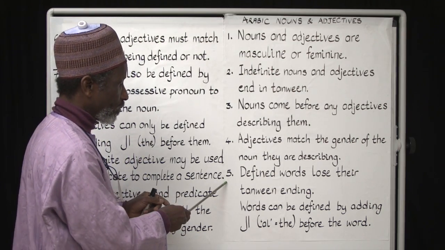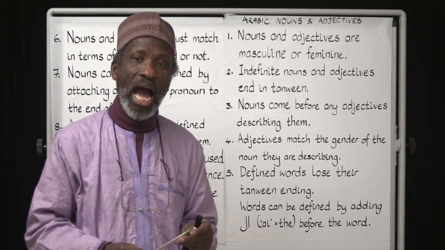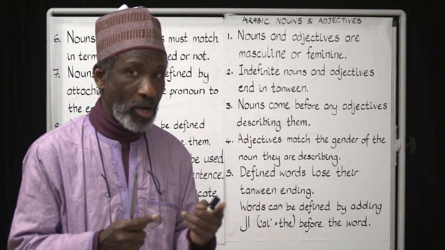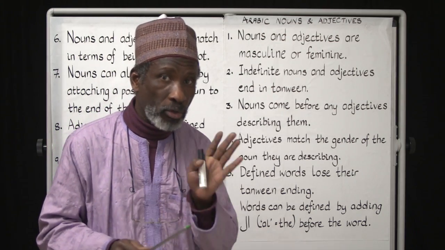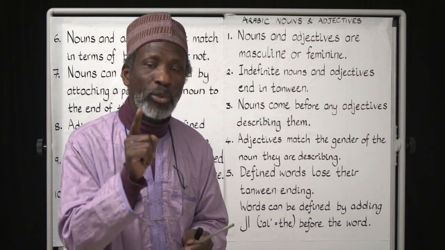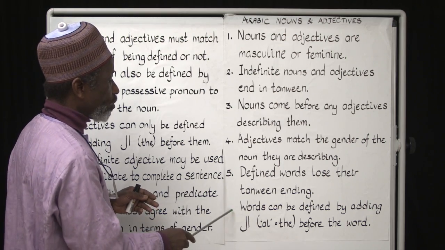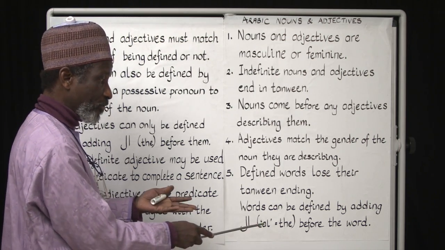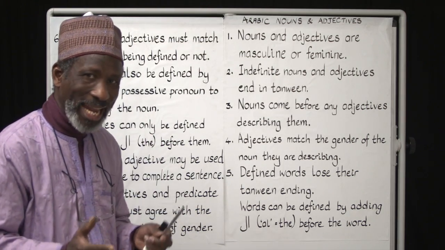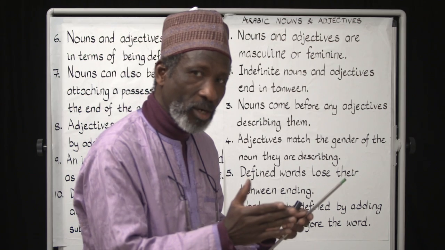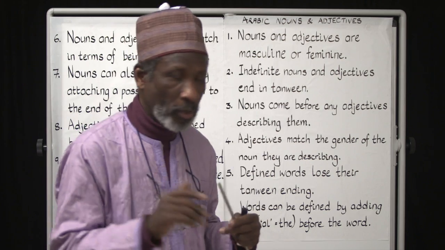Number five, defined words lose their tanween ending. When you say hasubun, that's ending un, tanween un. Once you put al with that hasub, don't say al hasubun, no. Say al hasubu, single vowel. Because words can be defined by adding al before the word. If you want to define a noun, you may use al, or as you know, later on, you can use an ending like my, yours, and so on.